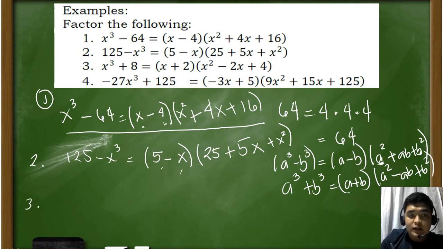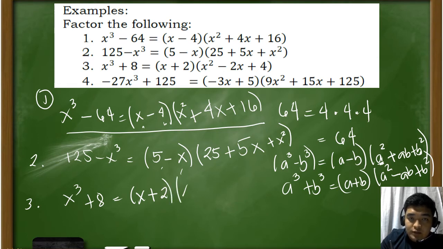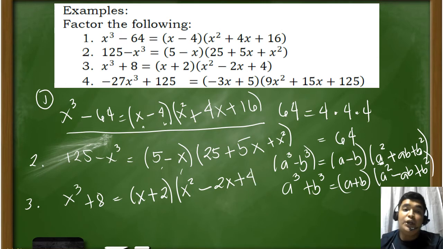Okay, let's try number 3. For number 3, x cubed plus 8. So that is x plus, what is 8? That is 2 times 2 times 2. Using the formula, a squared is x squared. Then minus, because it is minus there, so x times 2 is 2x. Then squared, the last is 4. Okay, so you can try number 4. Okay, let's proceed.